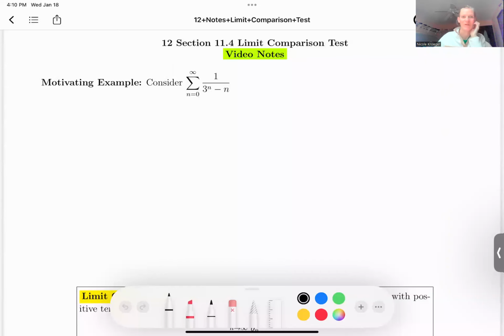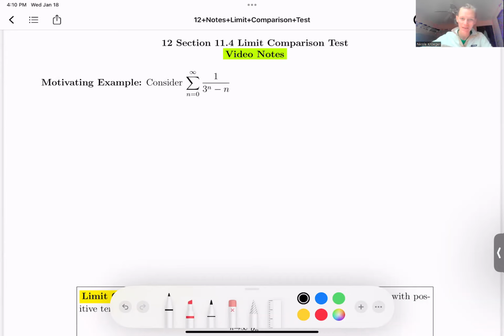So we have another type of comparison test today. Last time we had the direct comparison test and we looked at a series that was very similar to this one. The only difference last time was that we had a plus there in the middle. So let's see if we follow the same process that we had last time, what happens, and then we'll see why we need this other comparison test.